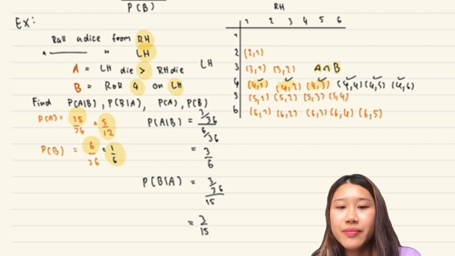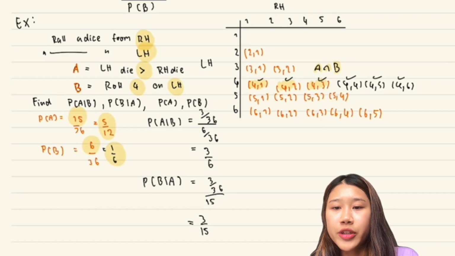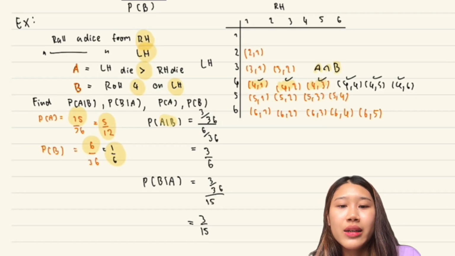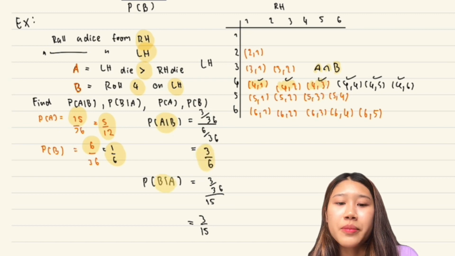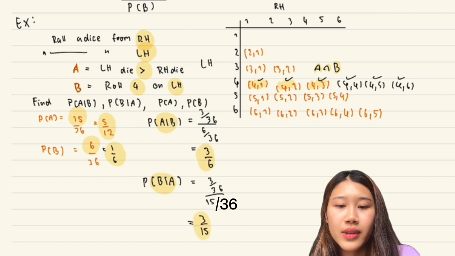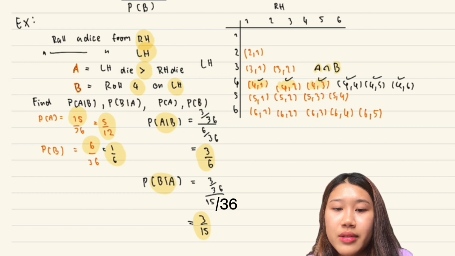So you have 3 events, which are 4,1, 4,2, and 4,3. The answer would be 3 over 6. Then you have to find the probability of B given A, and it is 3 over 15.